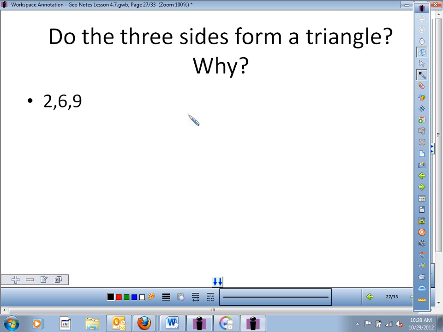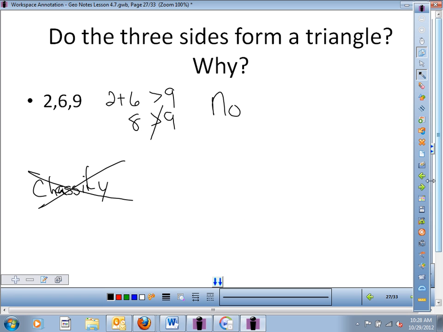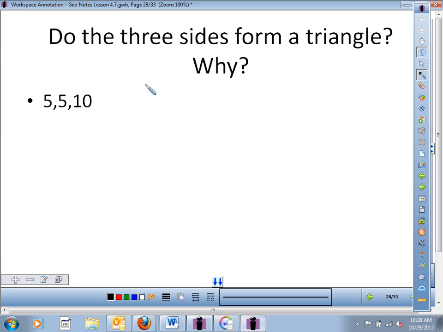Let's go to the next problem. 2, 6, and 9. Do they form a triangle? So let's go 2 plus 6. Is that greater than 9? Is 8 greater than 9? No. So the answer is no. Okay. So do these form a triangle? No, they do not. 2 plus 6 is not greater than 9, so we cannot form a triangle out of these. So can we classify this as acute, right, or obtuse? No, we don't have to because it doesn't even make a triangle. Right?